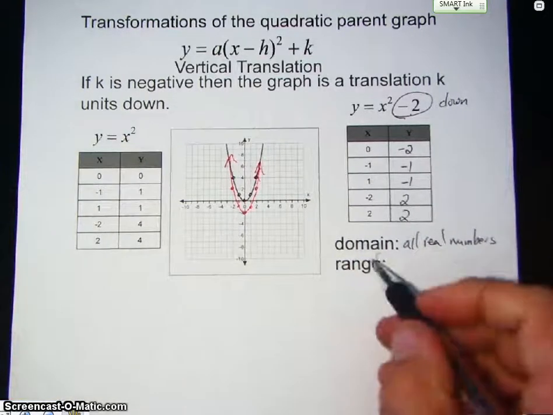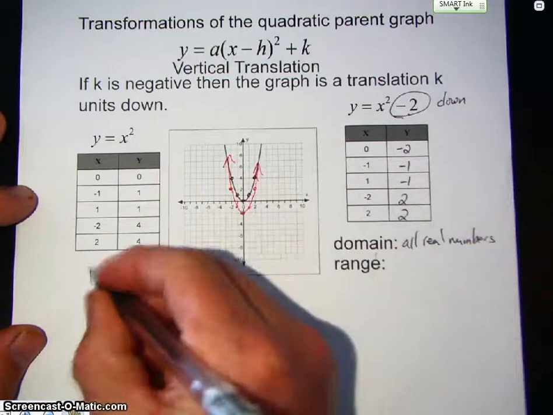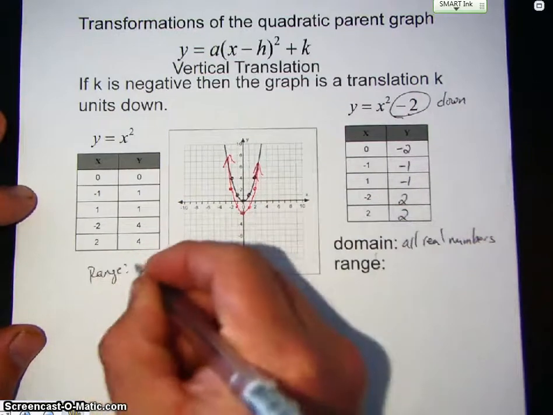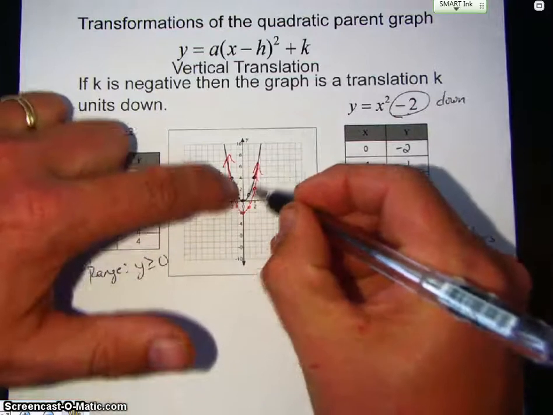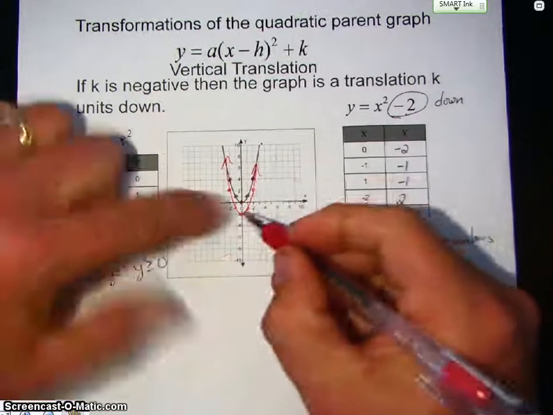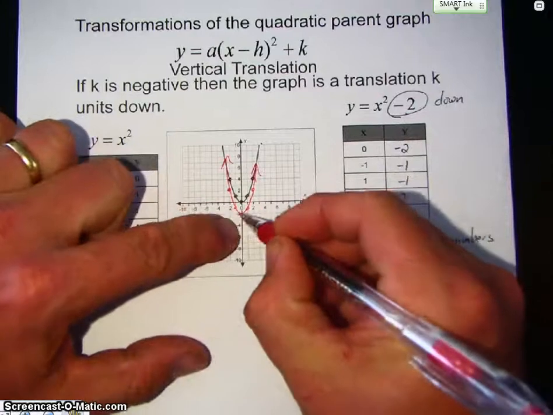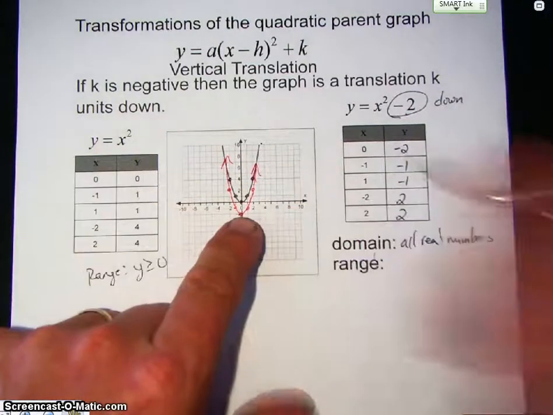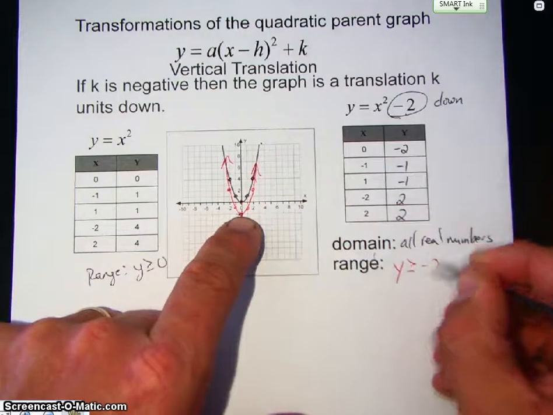The range, see, for the parent function was y. Remember, the range for the parent function is y is greater than or equal to 0, because here at 0 everything else goes above it, so that's why it's greater than or equal to. But for the new graph, the whole graph went down 2. Alright, so the new lowest point is at negative 2. So now you're going to say y is greater than or equal to negative 2.